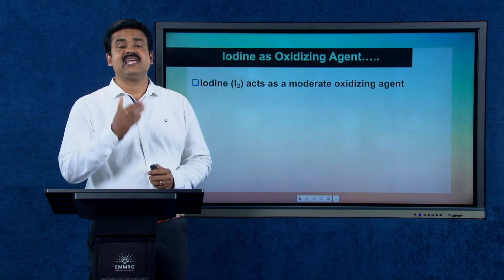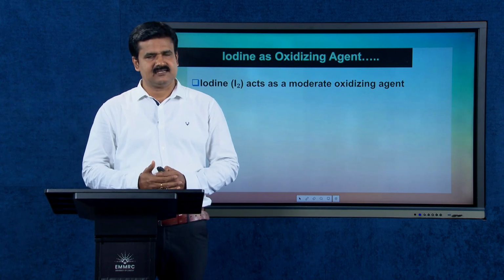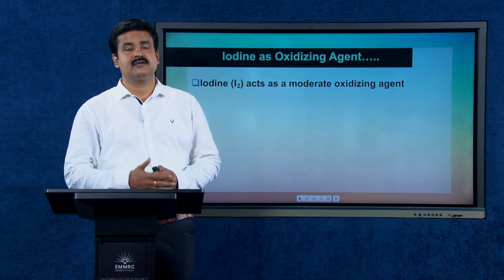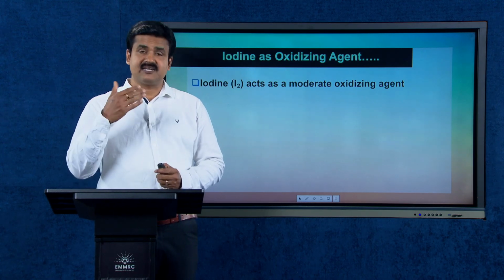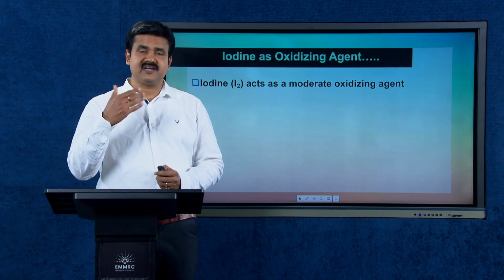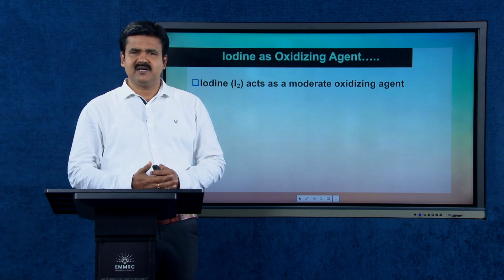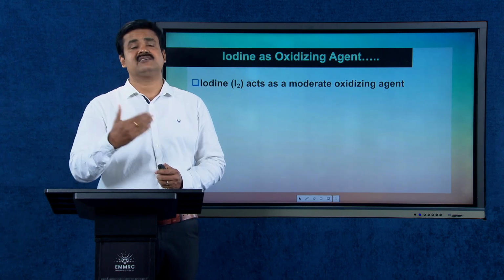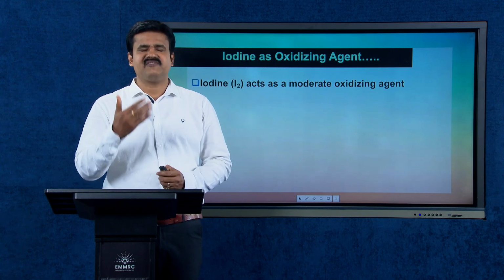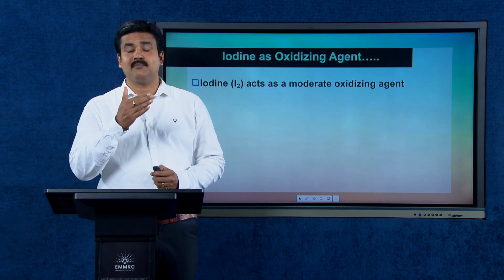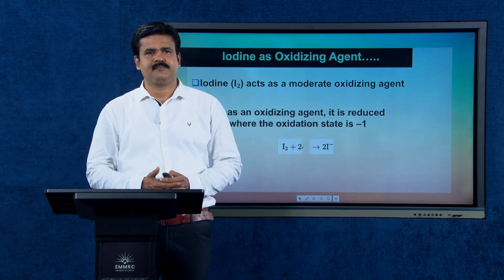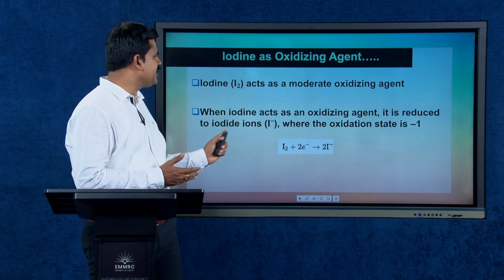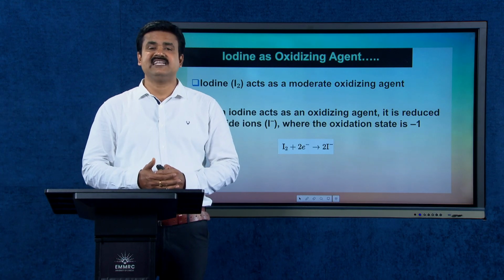Iodine acts as a moderate oxidizing agent. You are familiar with highly powerful oxidizing agents like concentrated nitric acid, acidified potassium permanganate, acidified potassium dichromate, etc. But iodine is not as powerful as these strong oxidizing agents, or we can simply say that iodine is a moderate oxidizing agent. Iodine acts as an oxidizing agent and it is reduced to iodide ions in its reaction.